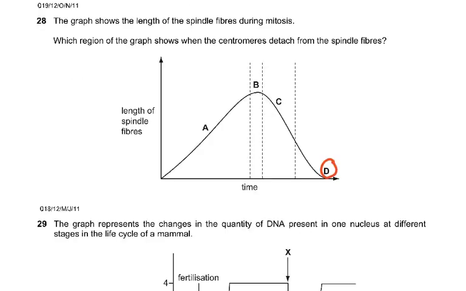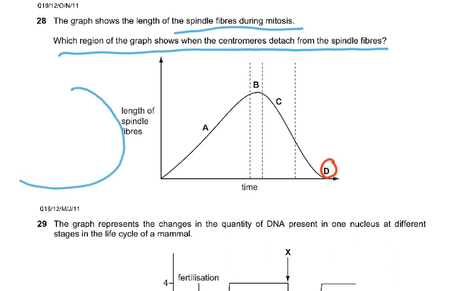The graph shows the length of the spindle fiber during mitosis. Which region of the graph shows when the centromeres detach from the spindle fiber? Now, this is technically a very, very good question. You have to imagine this cell, with the chromosomes here, and then imagine here is the centromere.